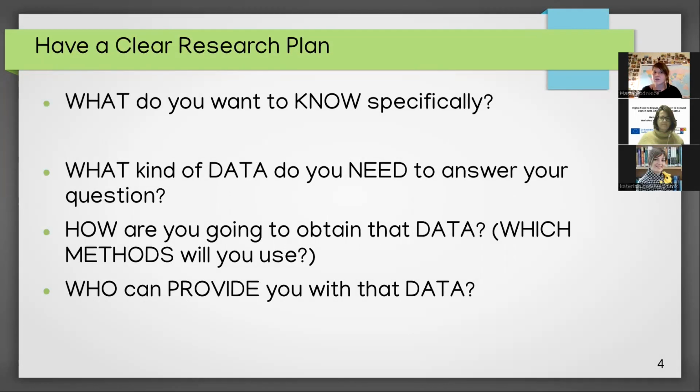It's always good to have a clear research plan. So it's like, what do you want to know specifically? For example, I would like to know why there's high youth unemployment. Then I need to further figure out what kind of data I need to answer that question, and how I will obtain that data, meaning which methods I will use, and who can provide me with that data.